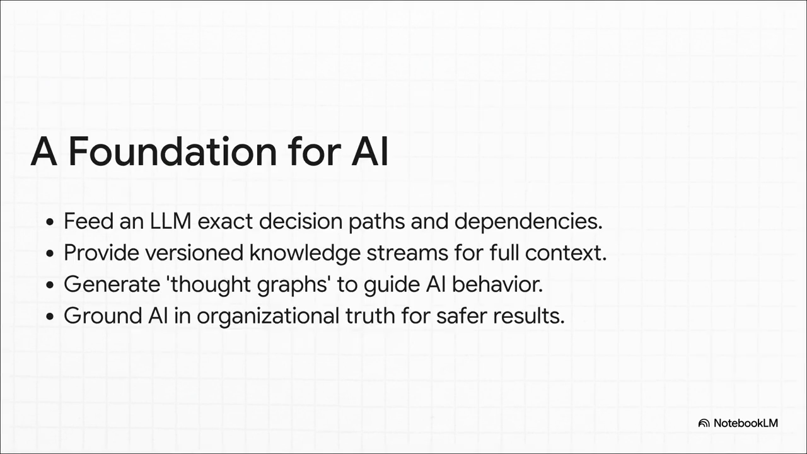And that is exactly what this kind of system provides. It's the perfect foundation for smarter AI. It can feed a large language model the exact decision paths and historical dependencies so it understands why things happened. It can generate what you might call thought graphs to guide the AI's behavior, keeping it on the rails and aligned with your rules. What this all means is that you're creating a safer, smarter AI that's grounded in the actual verifiable truth of your organization.